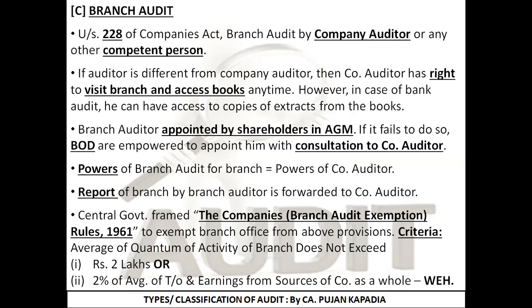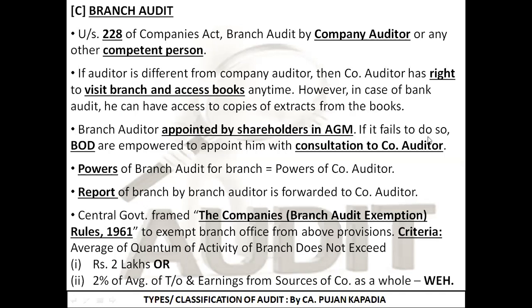So in the second point, we discussed the rights: though the branch auditor is Mr. Y, as the company auditor, Mr. X has the power to access the books of account and to visit a particular branch. Third point: the branch auditor is appointed by the shareholders in the AGM. So who is appointing the branch auditor? He is being appointed by the shareholders in the annual general meeting.